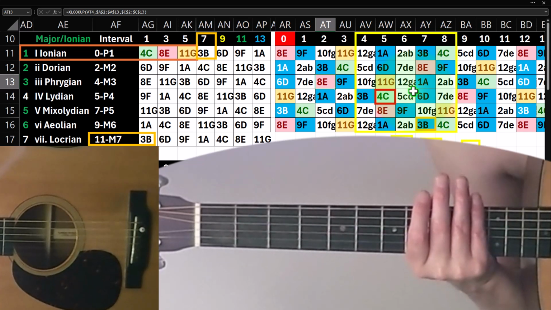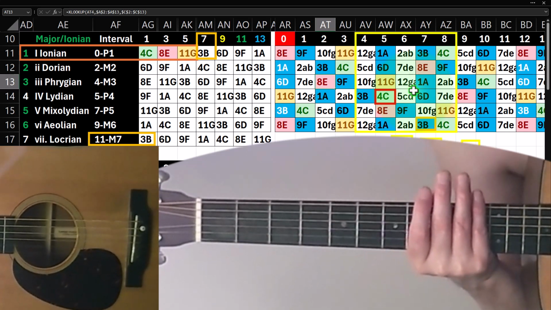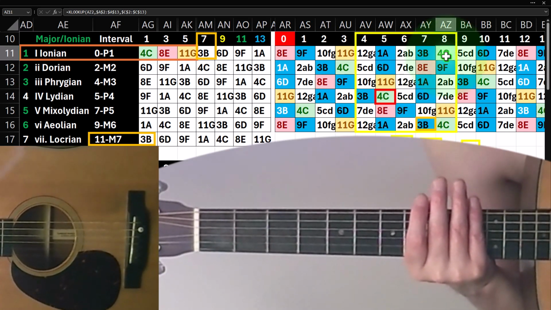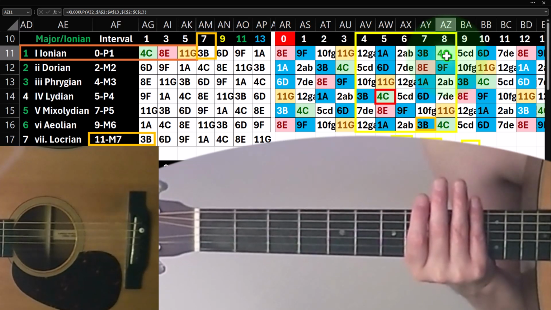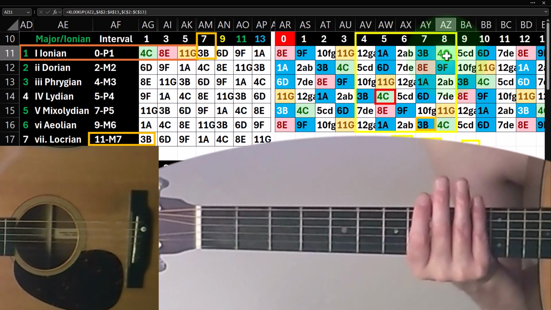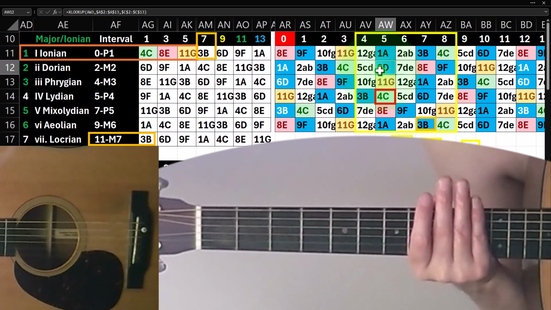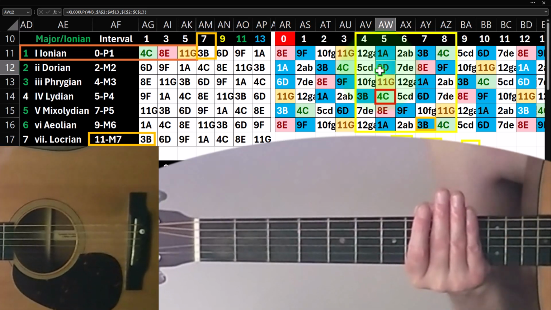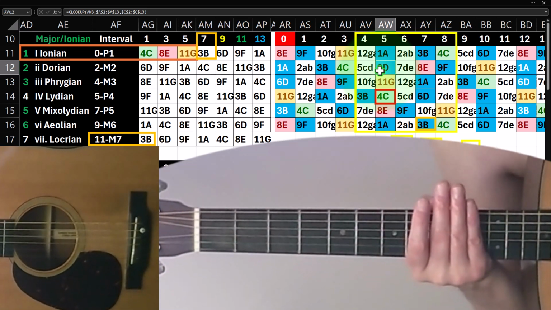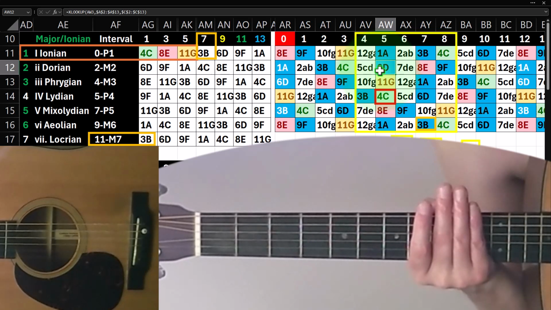I can also use the formula, whole, whole, half, whole, whole, whole, half, which would be from the major scale. But again, I'd like to learn that formula from every point in the scale, which would allow me then, once again, to start on any note and build the scale around it, which allows me a huge level of flexibility.